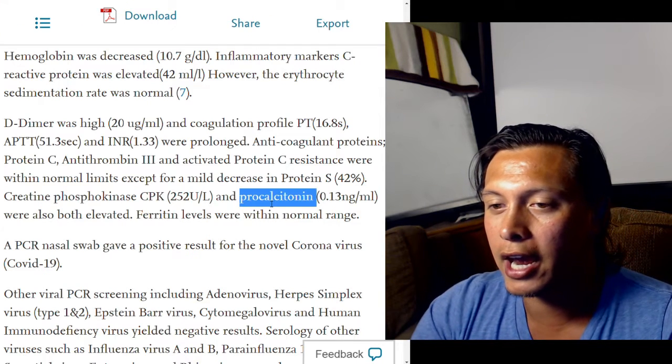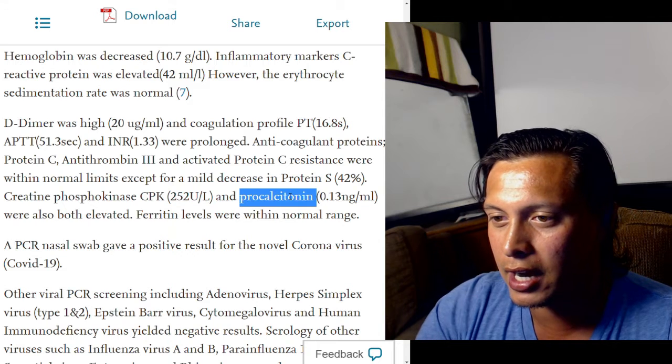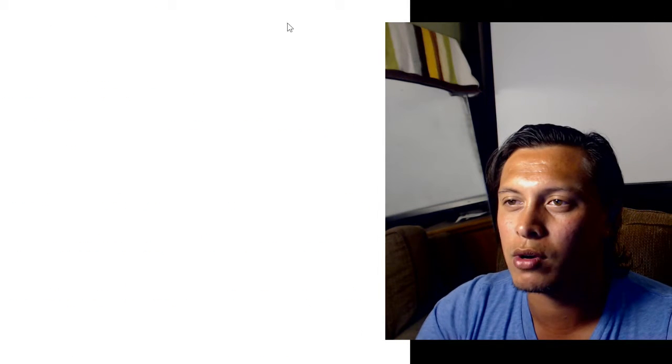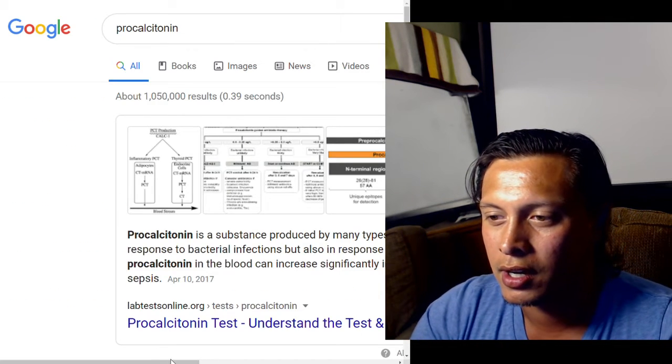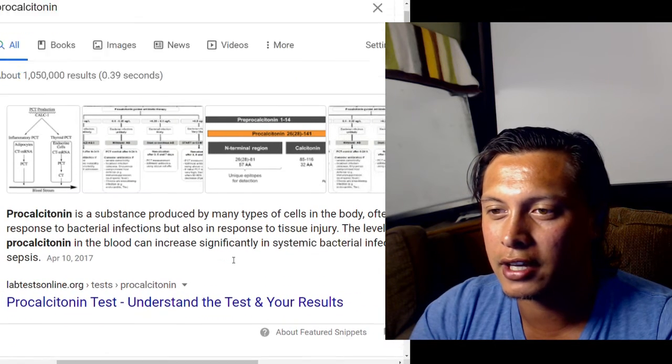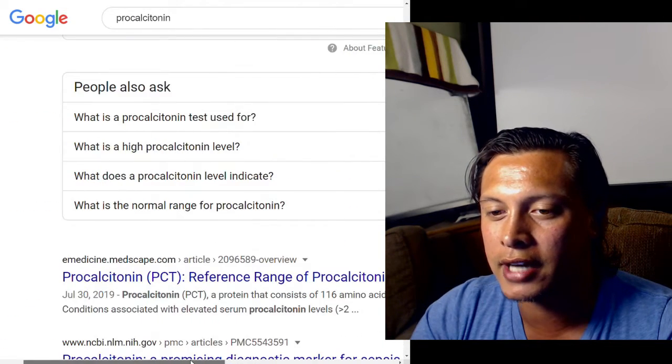And procalcitonin, I'm trying to remember what procalcitonin does. I think it's just involved in calcium modulation.